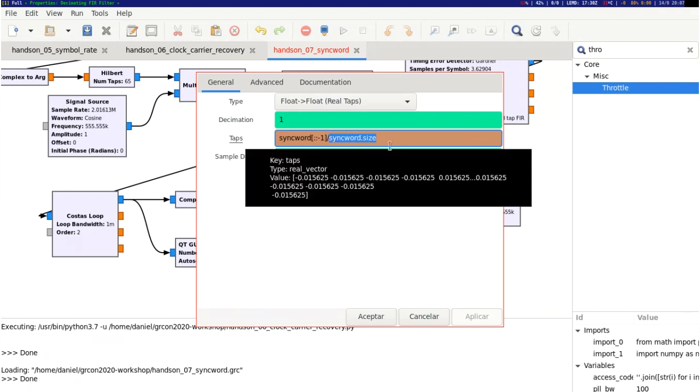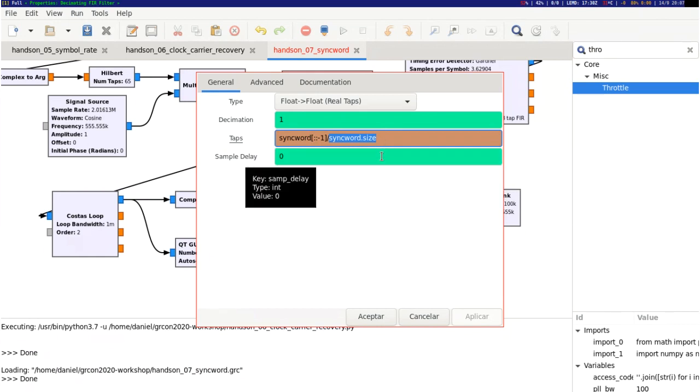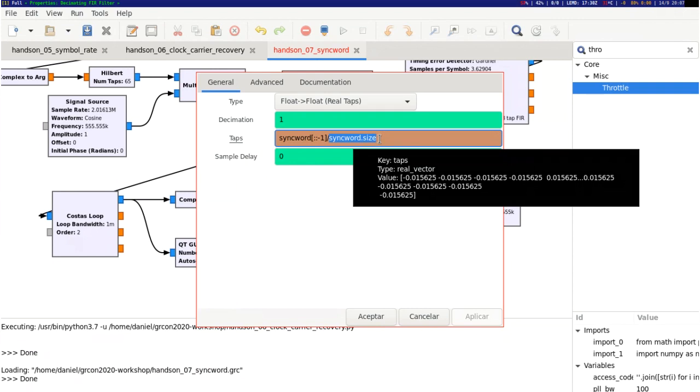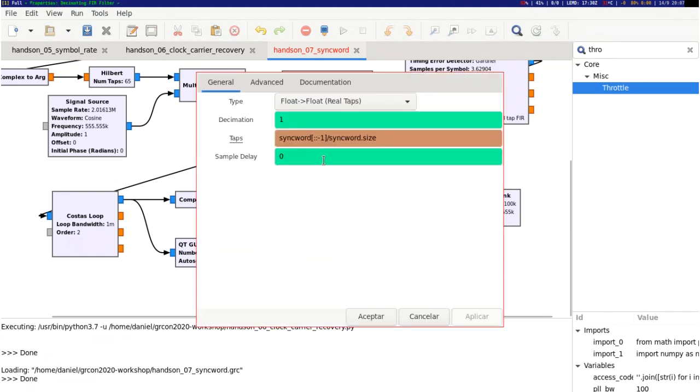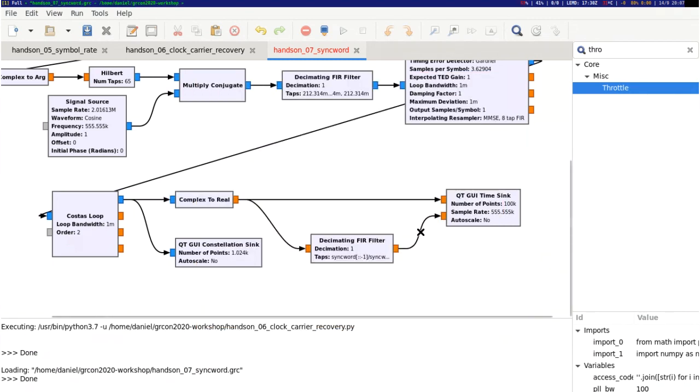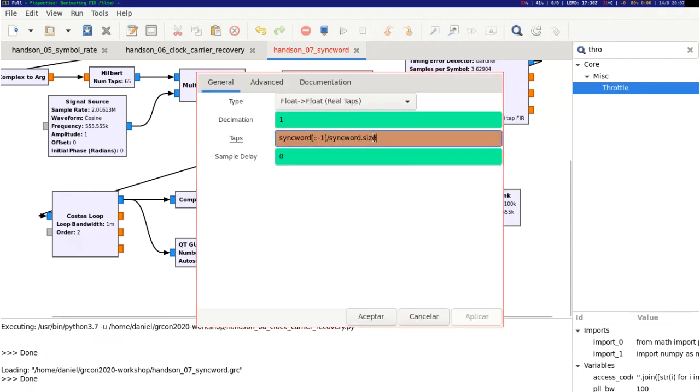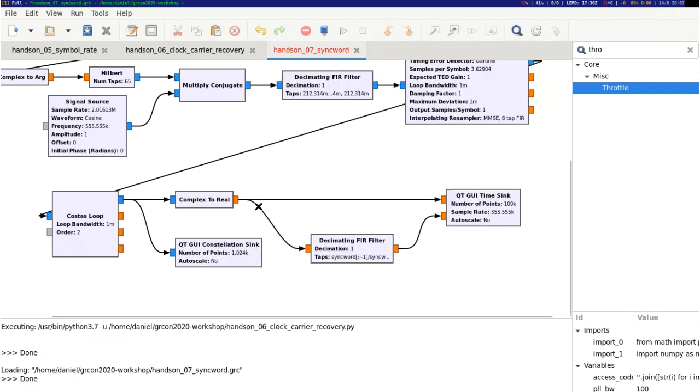Here I'm also dividing by the sync word size to keep things normalized. So here sync word size is 64. And this is so that I'm throwing in +1s and -1s. The sum of the absolute values of all of these is going to be 1. So the maximum value I'm going to have at the output is +1. So that's the reason of the normalization, to have +1 or -1, because we have this plus or minus ambiguity of the Costas loop.